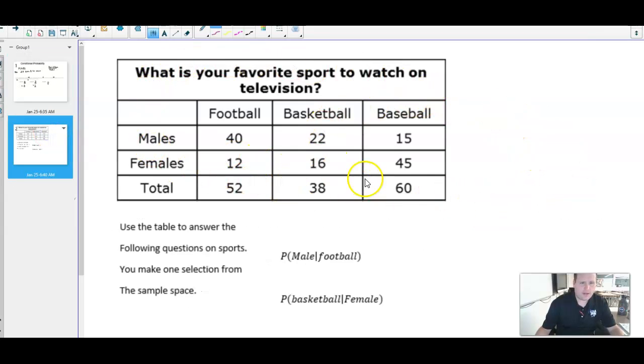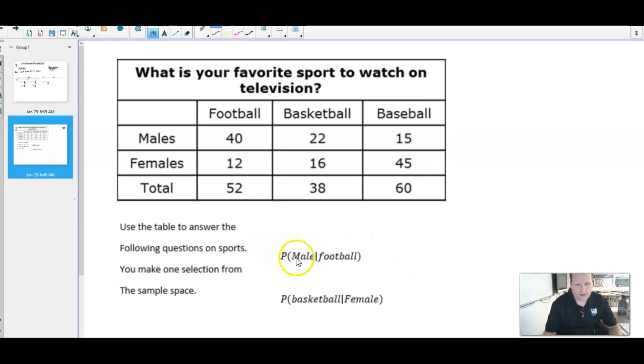So if I have a two-way table here, this is just favorite sports to watch on TV. And we're going to make one selection from this group. Again, I've got males, and then I've got football, basketball, baseball. That was the only thing that was in that survey. And so sorry for you, lacrosse and volleyball and soccer people, but that was all that was on this table.